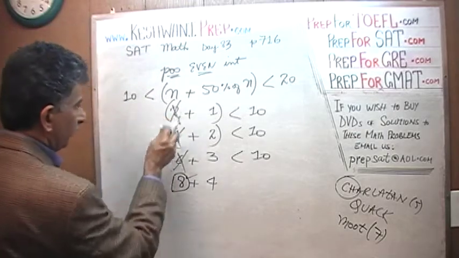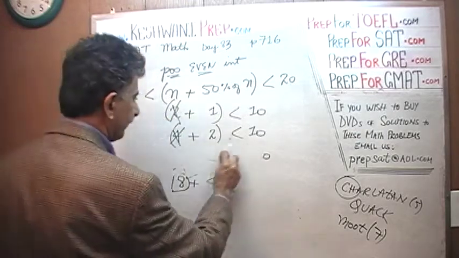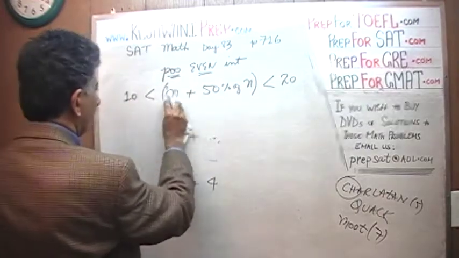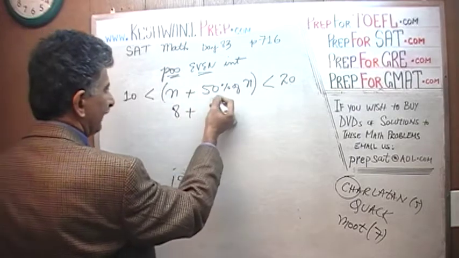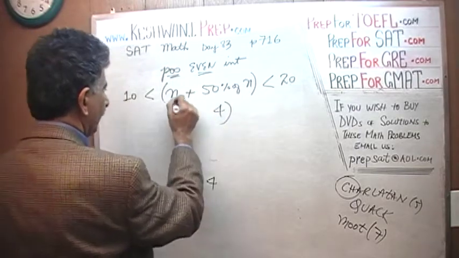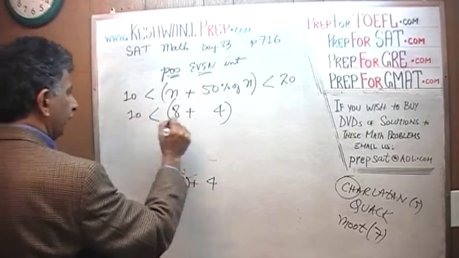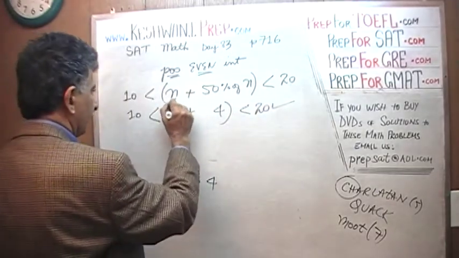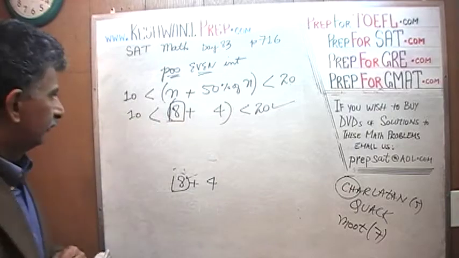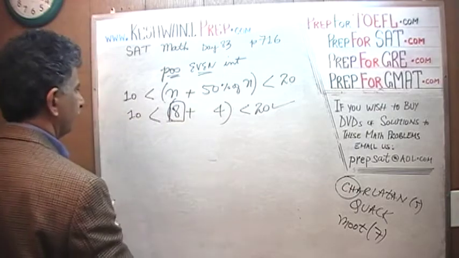I'm going to rewrite it. 2, 4, and 6 do not work, so I'm going to erase them. And now we'll see that if we have 8 plus half of 8, which is 4, that does fall between 10 and 20. So that works. We found our first answer. 8 works. Let's try 10.